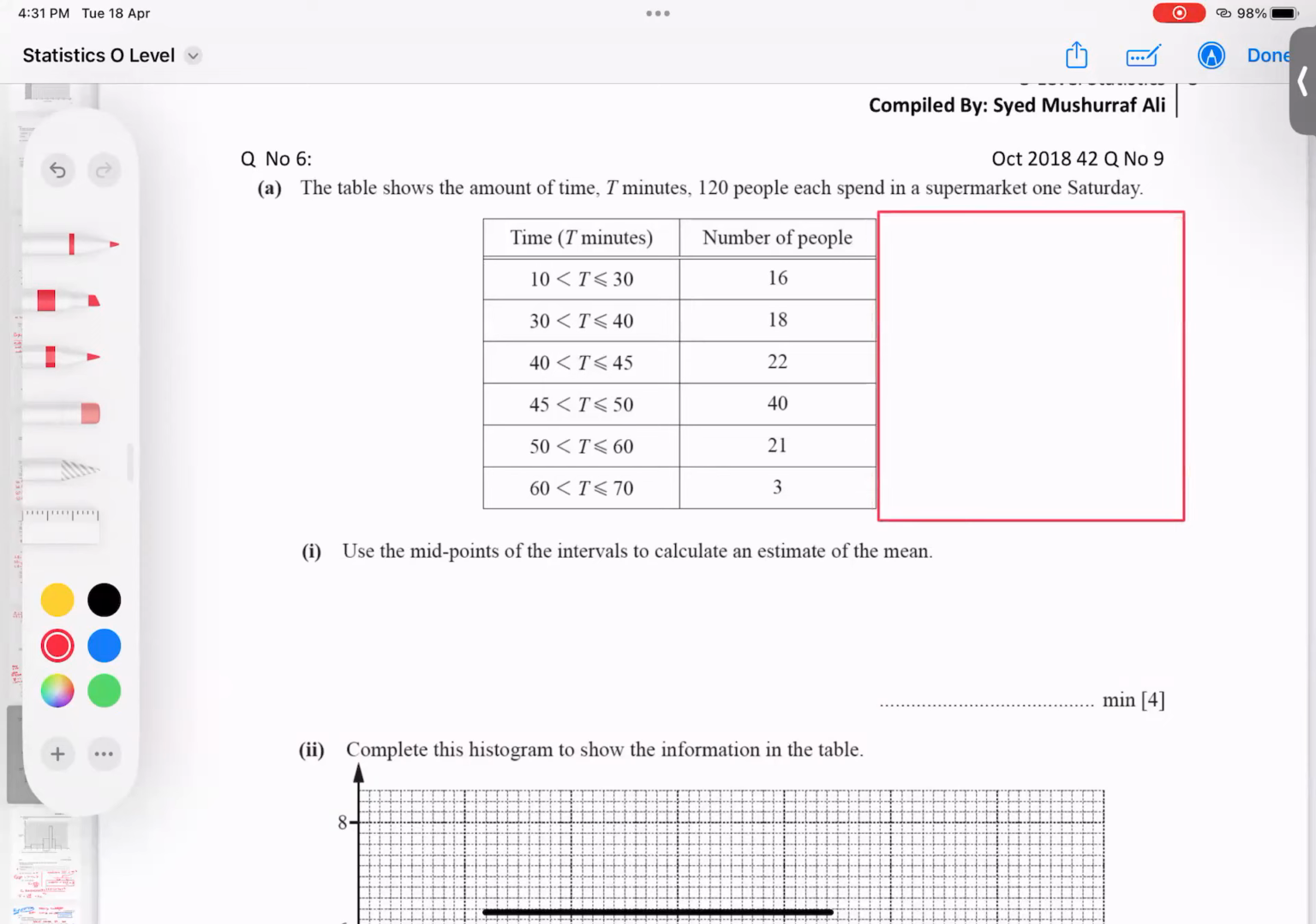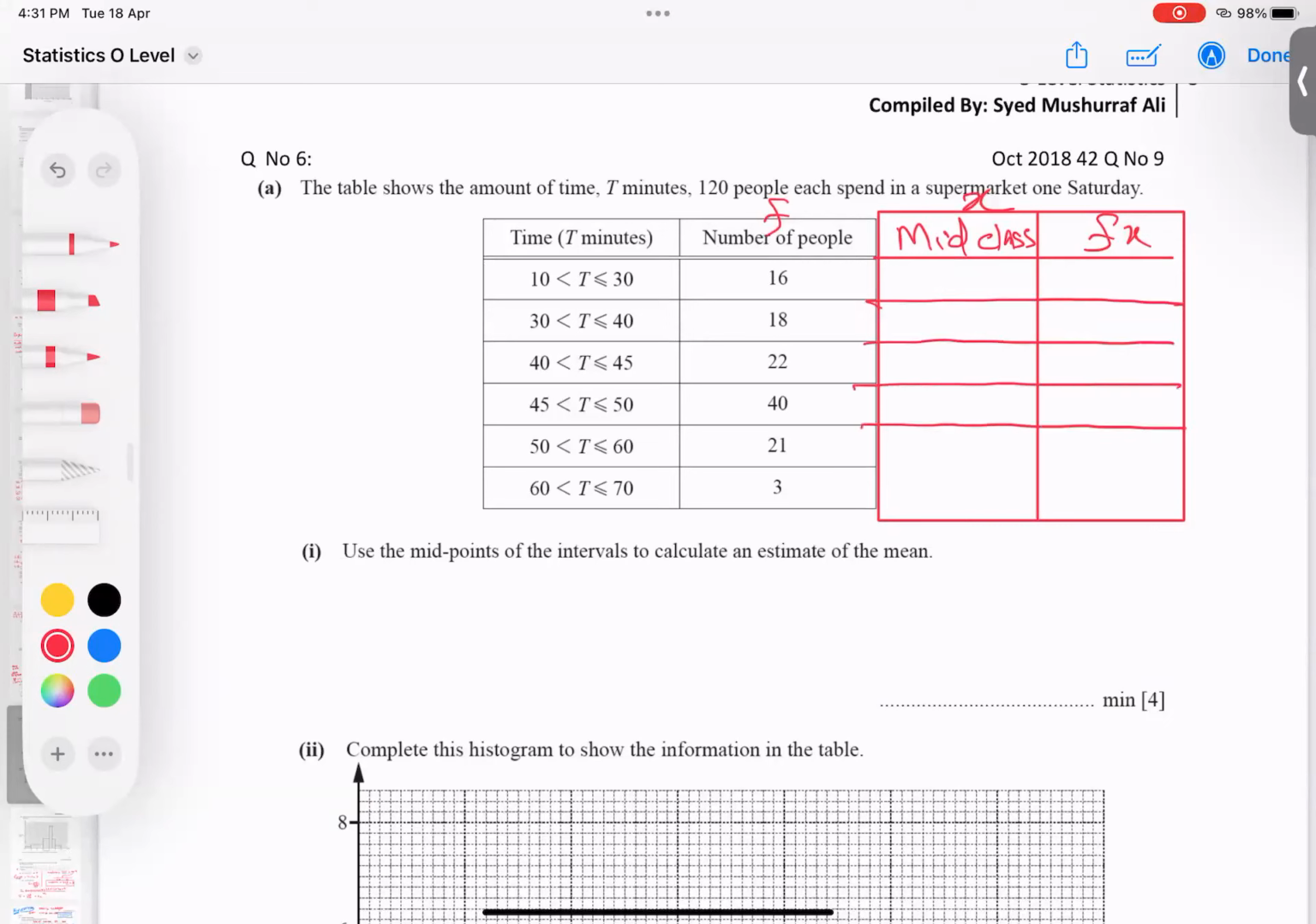Make two columns here. You can make it this way, or you can do it directly, no problem. The first column is called mid class, or midpoint, no problem at all, represented by X. The second is Fx, because frequency stands for F. So what is the way you can make it? The easy way.